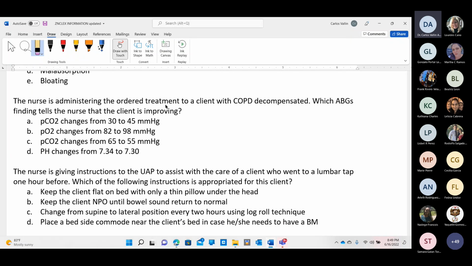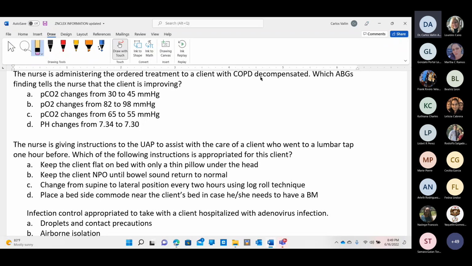That's it, in case you don't know that. The nurse is administering the ordered treatment to a client with decompensated COPD. Which ABG finding tells the nurse that the client is improving? So with a patient with COPD, what means that the client is improving with the treatment?